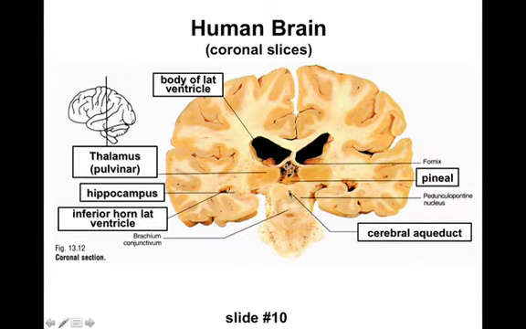The cerebral aqueduct, which helps to carry some of the CSF from that third and fourth ventricle out into the spinal cord and some of the other regions here, we can see present right here. The pineal gland, thought by some philosophers to be the seat of the soul, is located right here. And of course, the body of the lateral ventricle again.